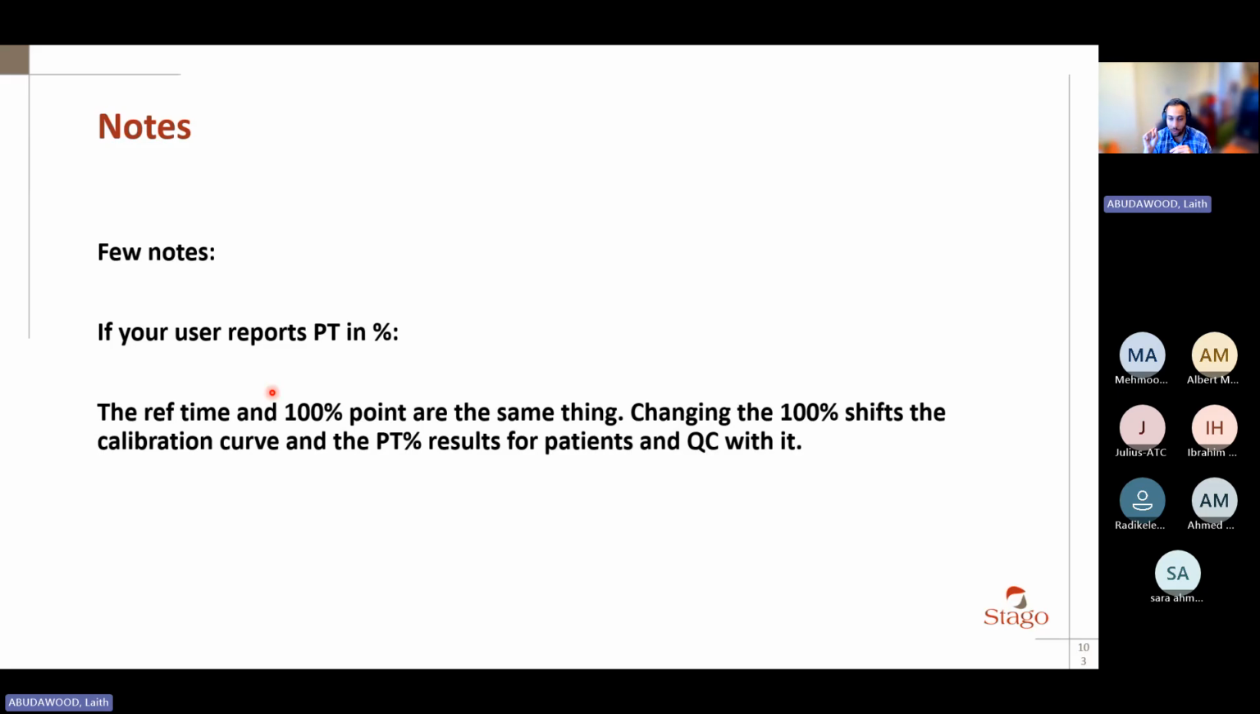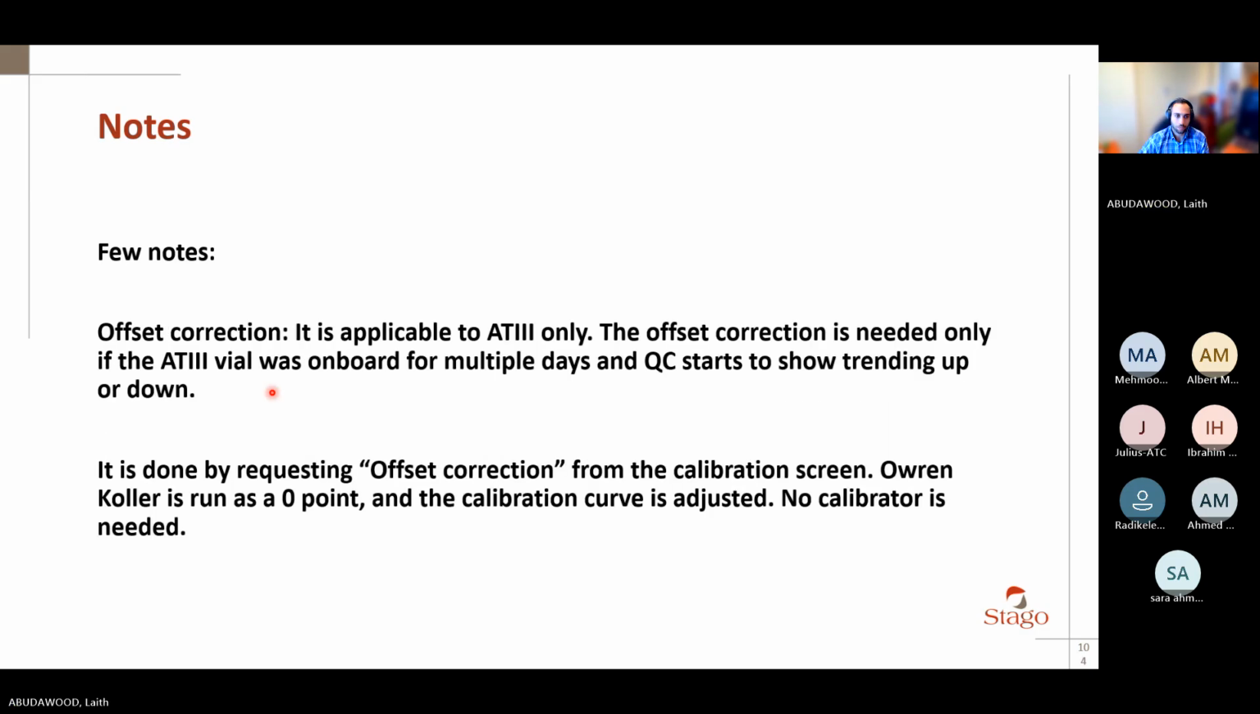And when you go to calibration, you will see the machine is asking you for a reference time and for a 100% point. Both of them should be the same, because again, the reference time is the same thing as the 100% point. This point is important. Okay, so always when you change the reference time, you have to change the 100% point. Otherwise, your 100% values are not accurate. Okay, so it's very important that you do this.